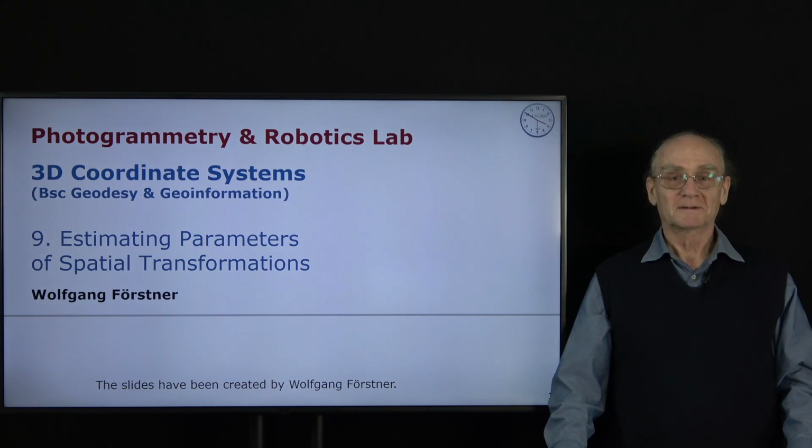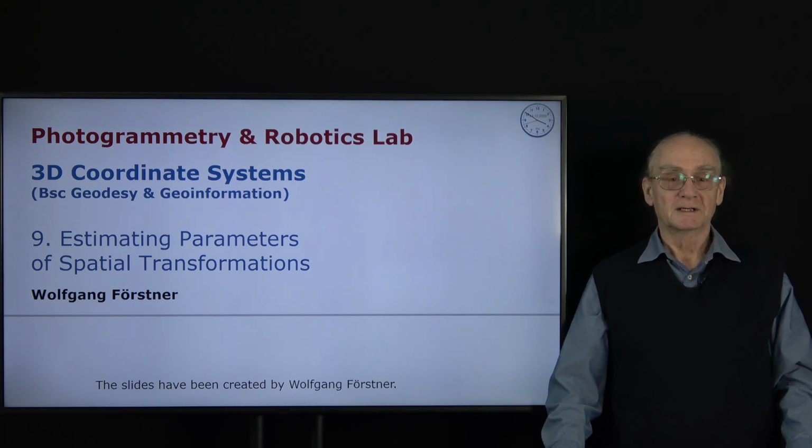Hello. Welcome to this lecture on estimating parameters of spatial transformations within the lecture series on 3D coordinate systems. The last lectures were about how to represent such spatial transformations, especially rotations, and how to apply them, for instance, when modeling a robot arm. In this and the next lectures we will discuss how to estimate the parameters.